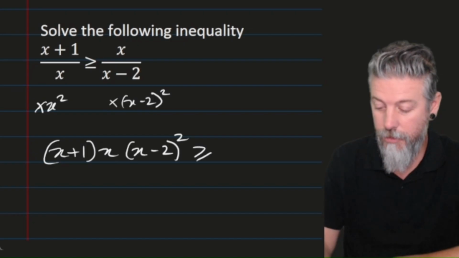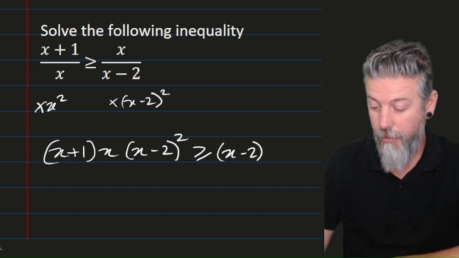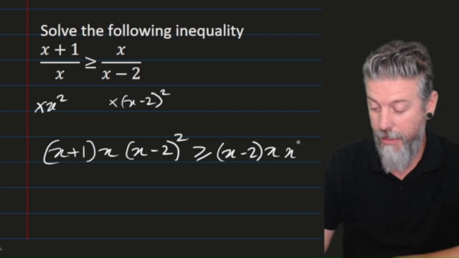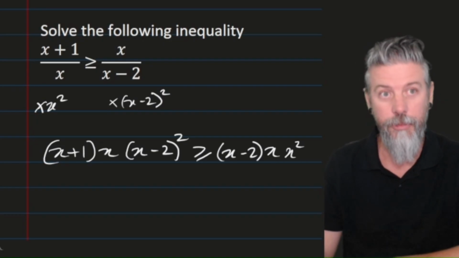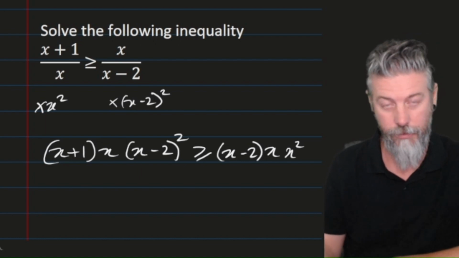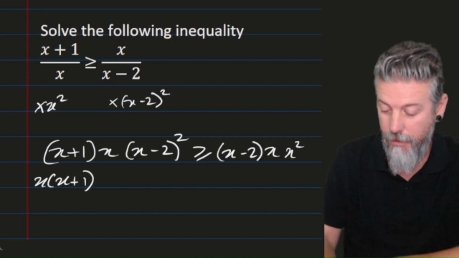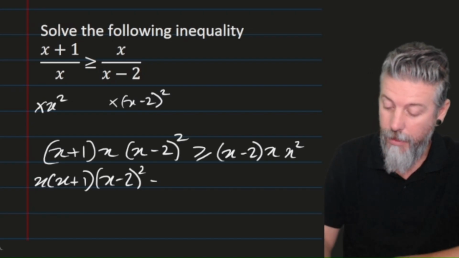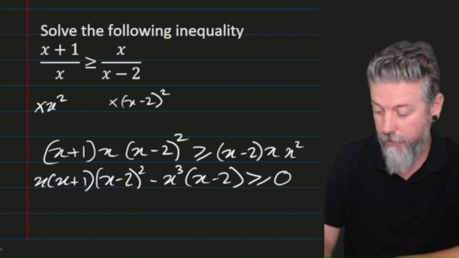is greater than or equal to, on the other side, one of the x minus 2's cancel, so we have x minus 2. We still have the x that's on top of this one, and then we're going to be multiplying by the x squared that's coming across from the other side. Okay, so now what I would normally do is tidy this up and move them all to one side so I could factorize them. So I will tidy this up. I'll have x outside of x plus 1, x minus 2 squared minus x cubed is coming across, x minus 2 is greater than or equal to 0.